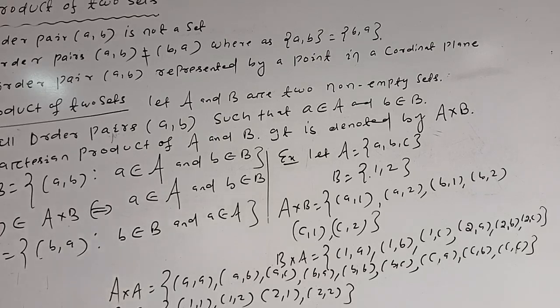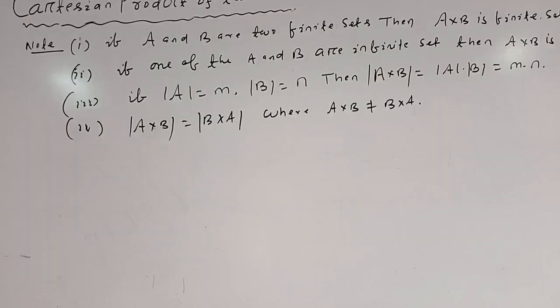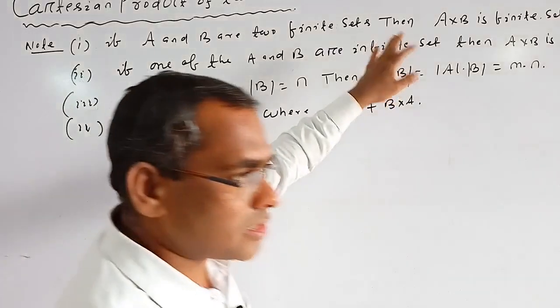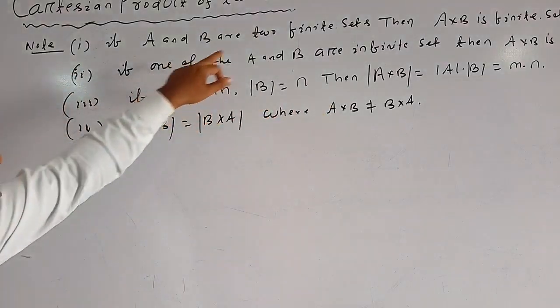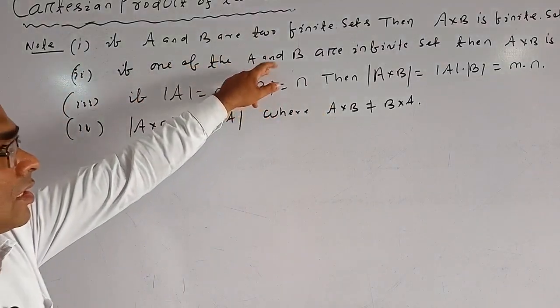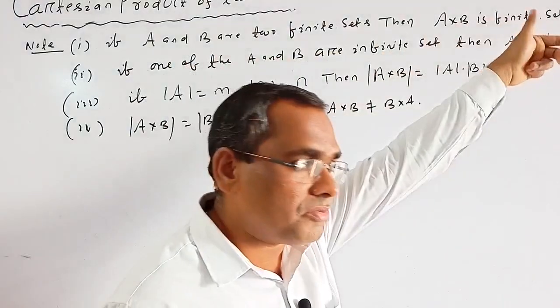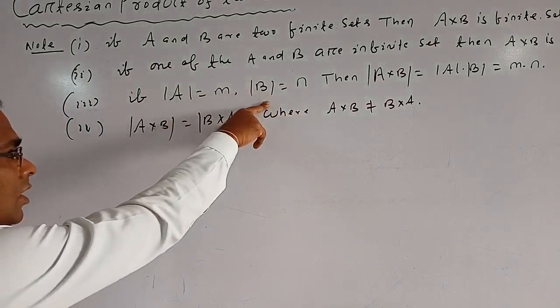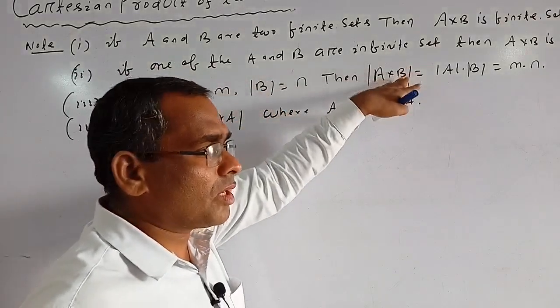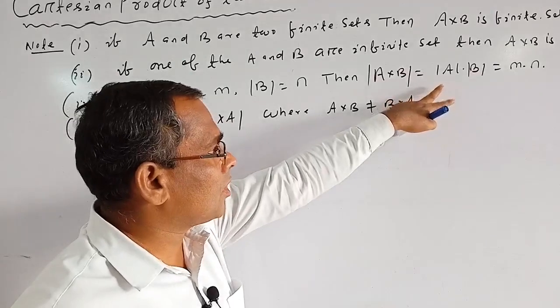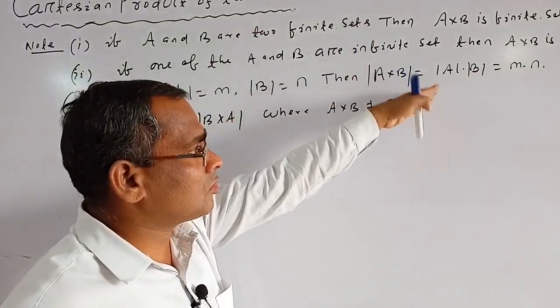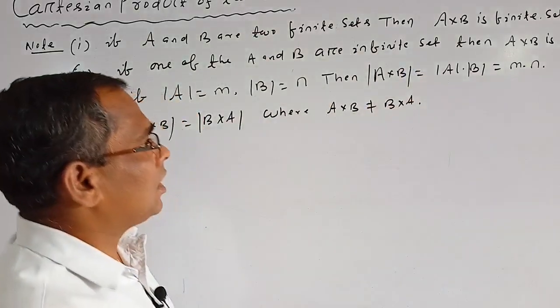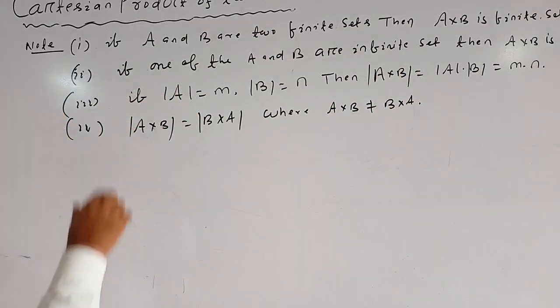Now we write the number of elements of A cross B. Note one: if A and B are two finite sets, then A cross B is also a finite set. Note two: if one of A and B is an infinite set, then A cross B is also an infinite set. If mod A is equal to M and mod B is equal to N, then the cardinality of A cross B is equal to the cardinality of A into the cardinality of B, and this is equal to M into N, where M and N are finite.